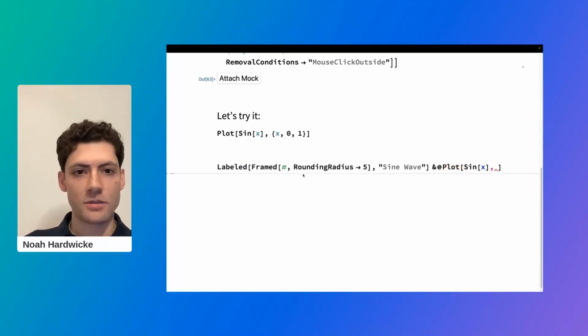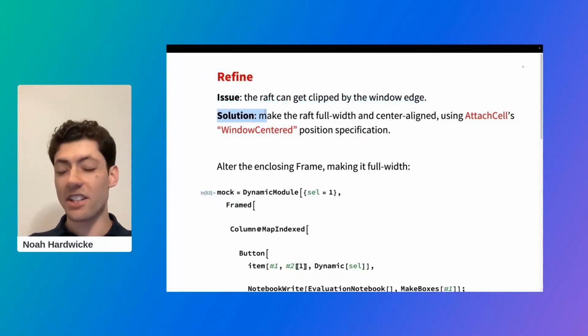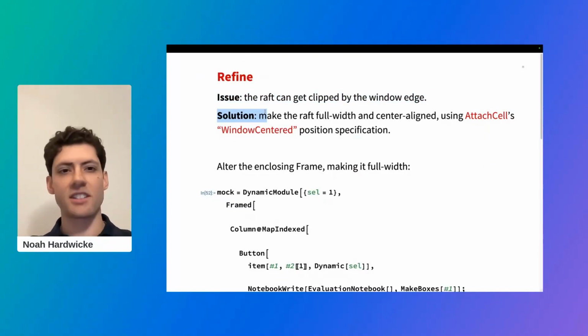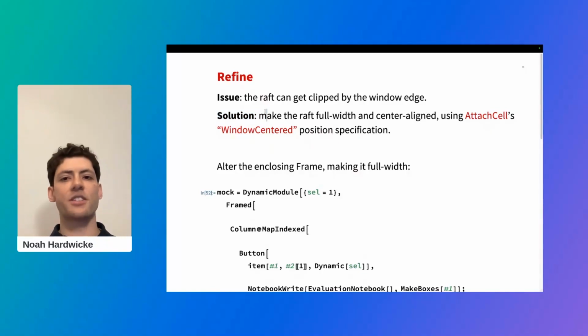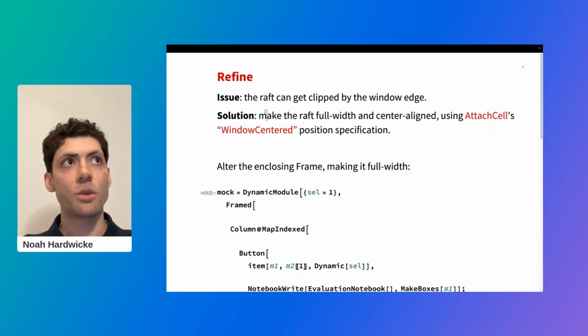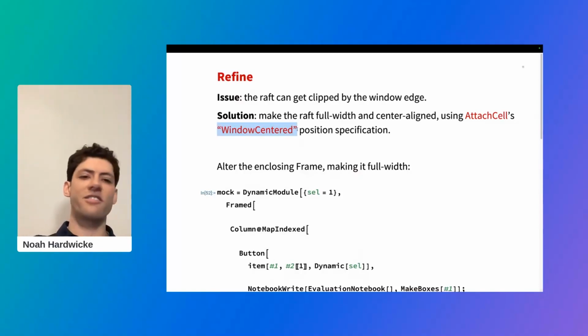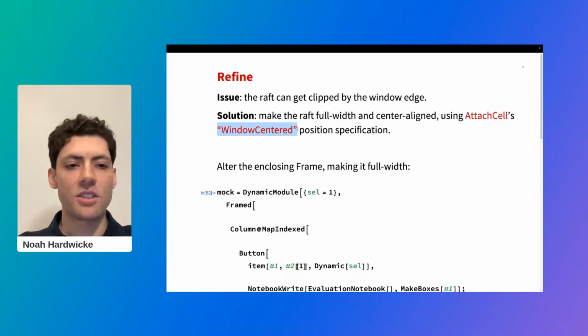Okay, so right, so we have this clipping issue. So there are several different things we could do to solve this. And the one that we decided to go for, for various reasons, was make the raft full width and center align it with the window. And actually, I think new in 14.2, so this is coming, attach cell for the alignment arguments can now take window centered and window left and window right. So we can make use of that.